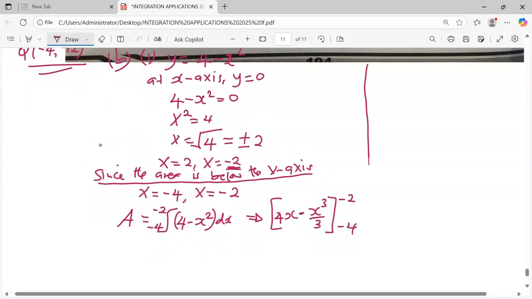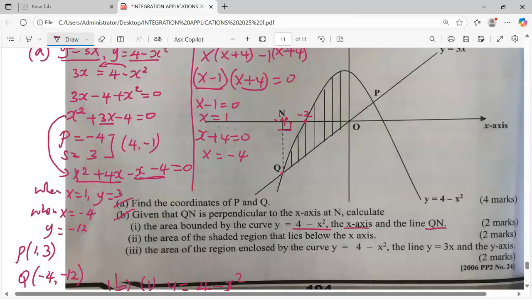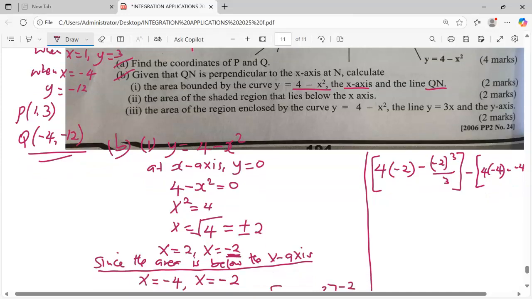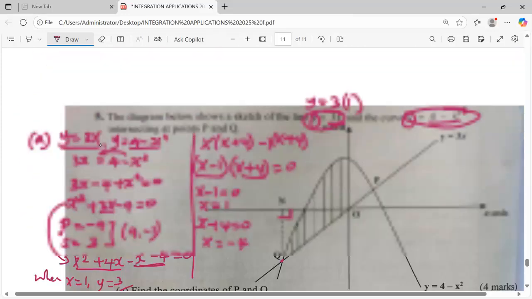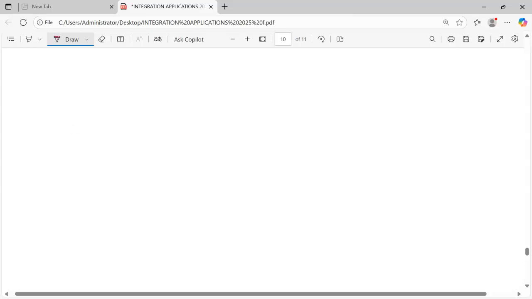From there now we can go ahead and substitute the maximum value of x. We are going to have 4 times x, which is -2, minus -2 cubed, divided by 3. Then we minus, we are going to have 4 times x, which is -4. Then we minus -4 over 3, -4 raised to the power of 3.